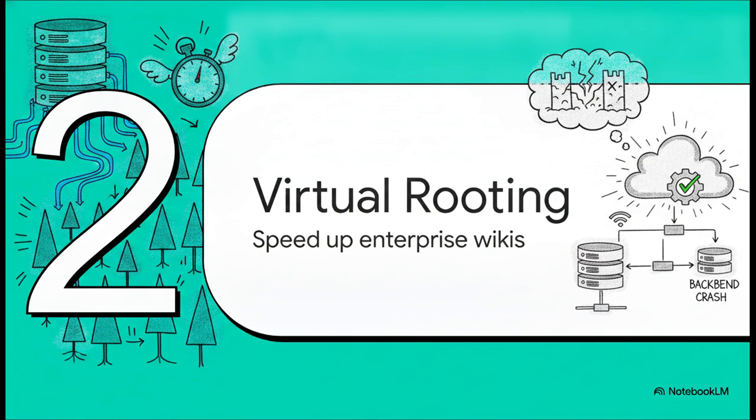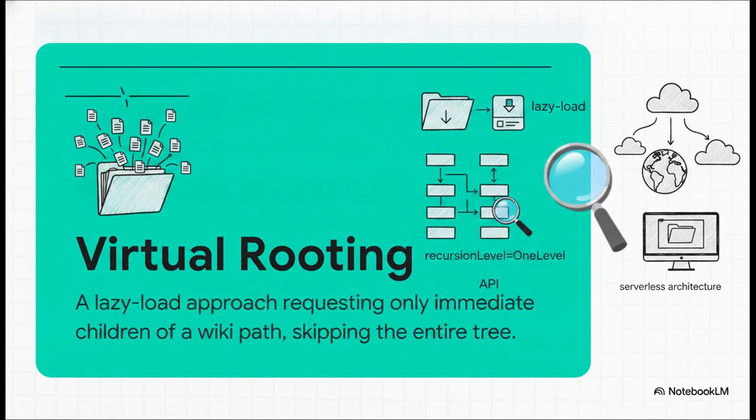Moving on to Section 2, virtual routing for performance, speeding up enterprise wikis. Now, having a pretty UI doesn't really matter if your backend completely crashes trying to load a massive wiki tree, right? Think about that agonizingly slow load everything approach where the system is sweating, trying to pull down thousands of documents all at once. We replace that completely with virtual routing.